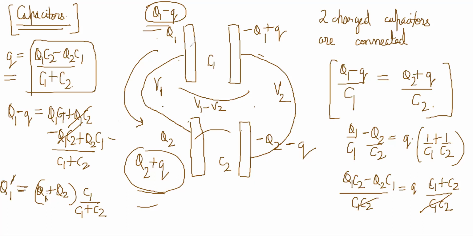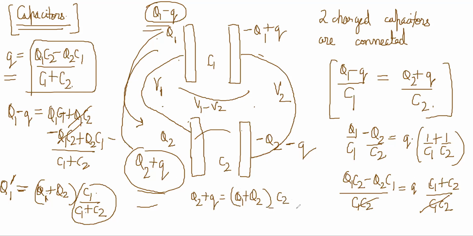Basically what has happened is that total charge Q1 plus Q2 was there on the whole system, and that has been divided in the proportion of C1 by C1 plus C2. So C1 by C1 plus C2 fraction of it went into this one and C2 by C1 plus C2 will be here, right? Q2 final will be the addition of Q2 plus small q, and it will come out to be Q1 plus Q2 into C2 by C1 plus C2.